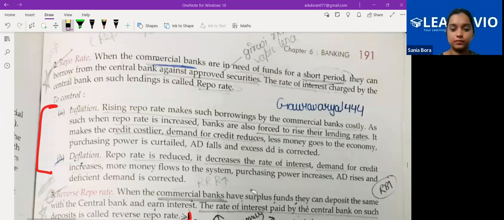In deflation, the repo rate is reduced. It decreases the rate of interest. Demand for credit increases. More money flows into the system. Purchasing power increases, AD rises, and the deficient demand is corrected.